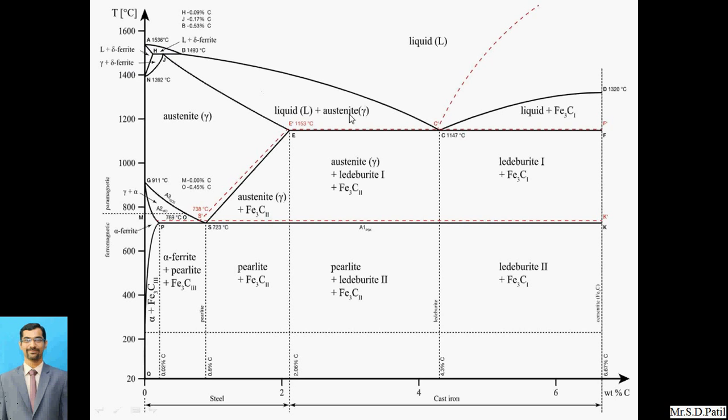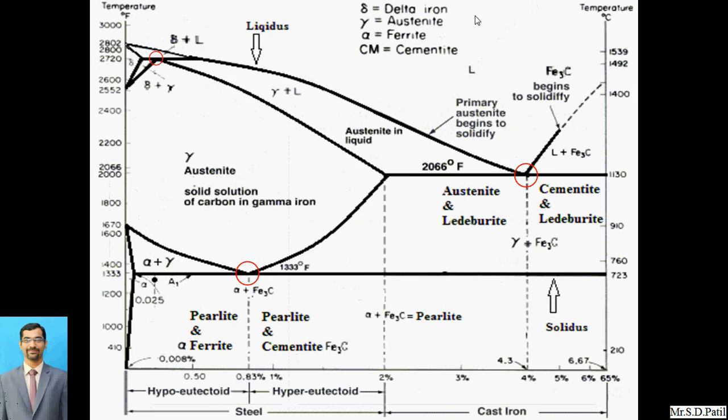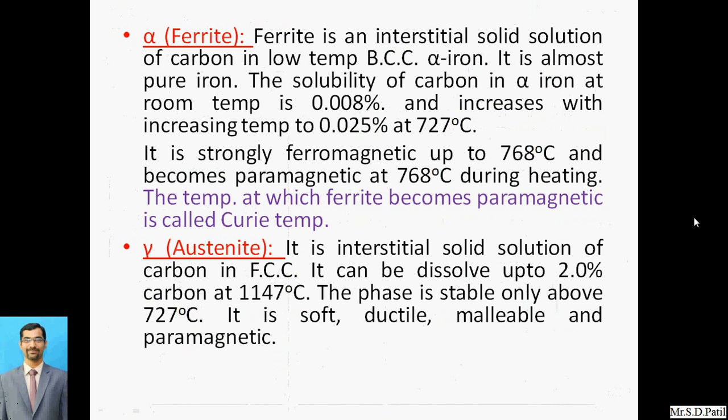Now this particular zone will be liquid plus austenite, here liquid plus cementite, and here everything will be in the liquid phase. So I think you understood what the different kinds of phases are. Now we will go with the next content, that is alpha ferrite. Alpha ferrite is an interstitial solid solution of carbon at low temperature.